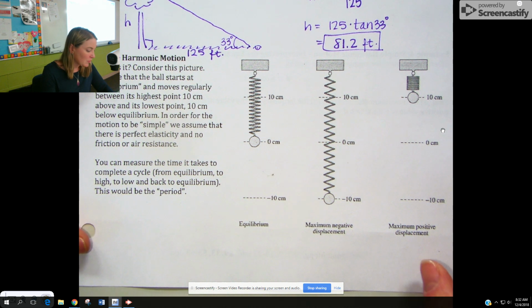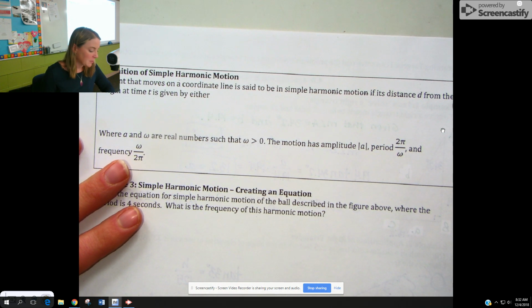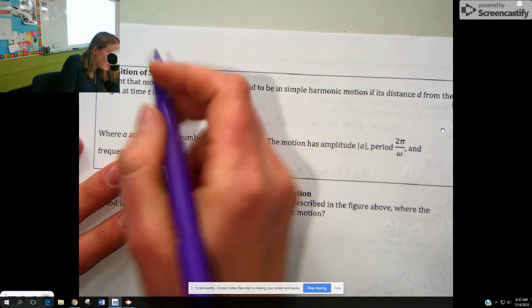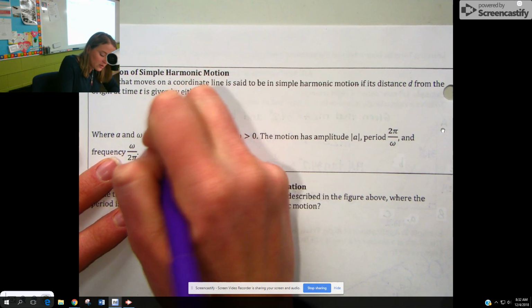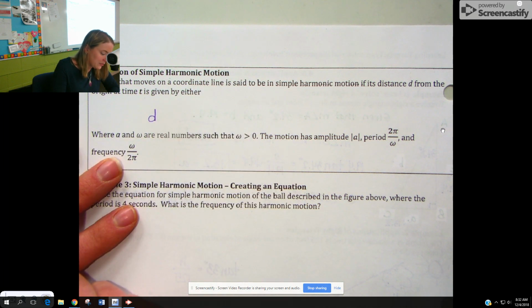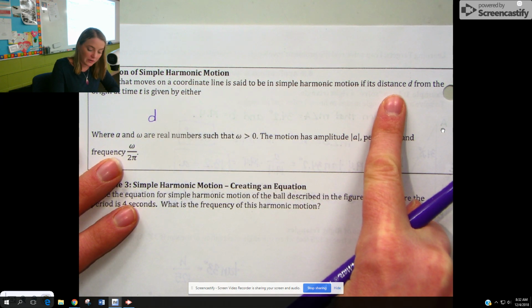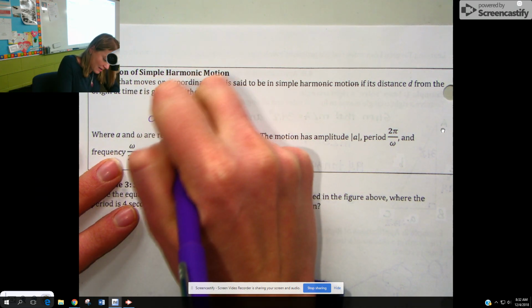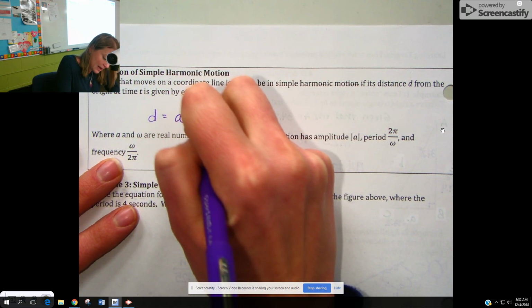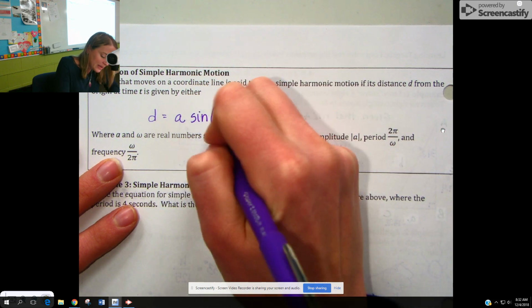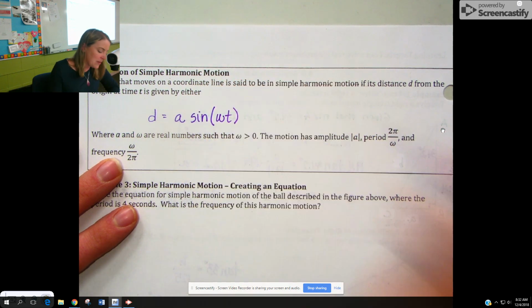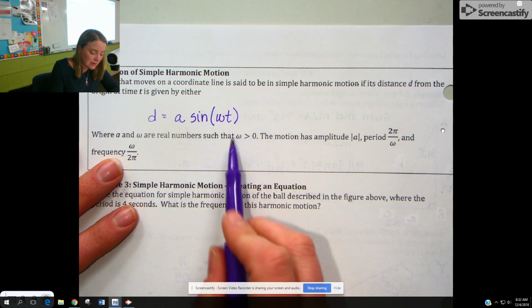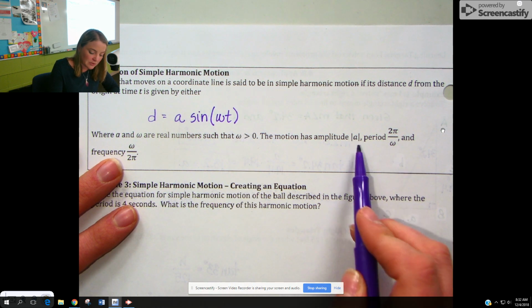So let's flip this over and see the model for simple harmonic motion. There are 2 that we'll stick with, and we can write them as D standing for your distance from the origin or from that center equilibrium line. So D is equal to A, your amplitude, times the sine, and then here instead of using B, they tend to use omega, so omega times t. Omega is what's controlling your period. Your amplitude is your A.